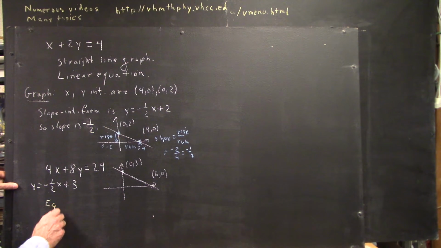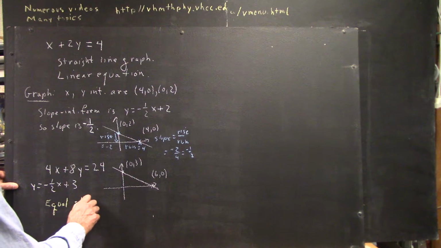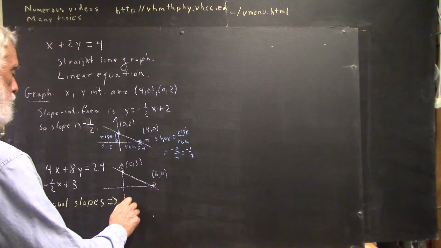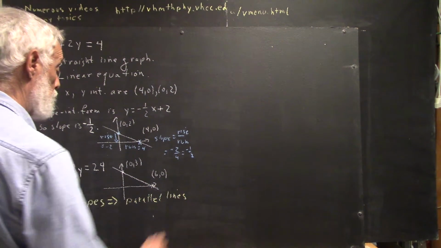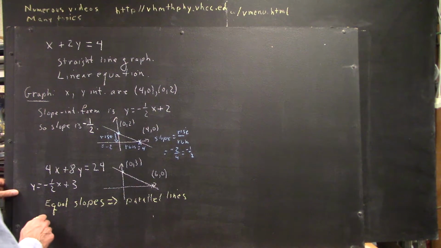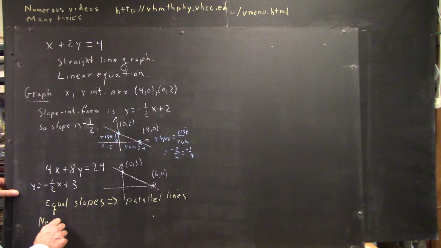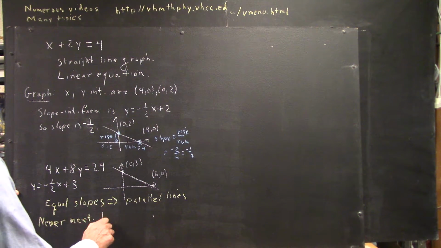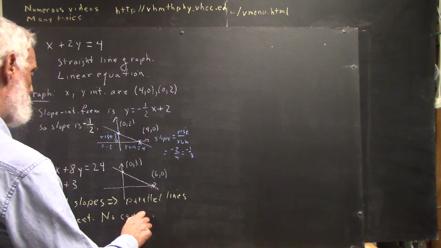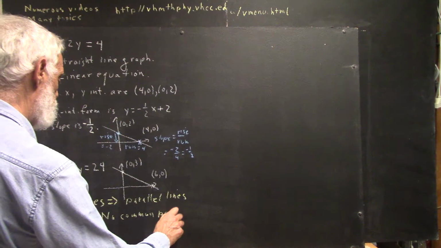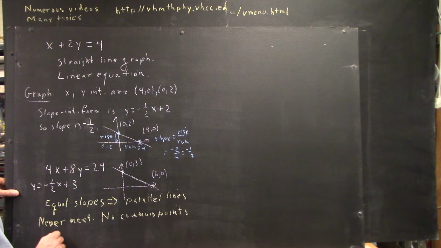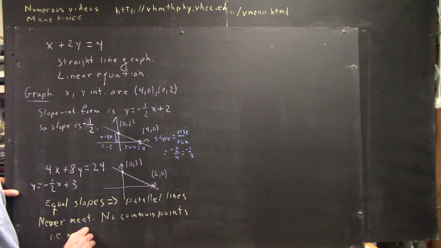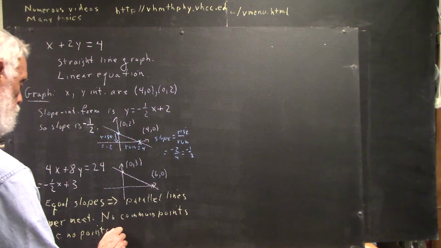Equal slopes imply parallel lines. They never meet. No common points, i.e. no points of intersection.